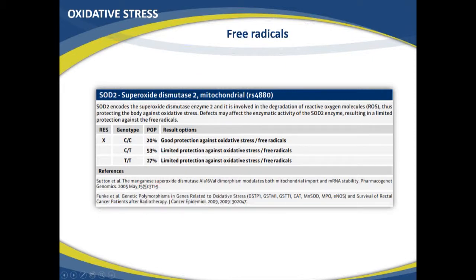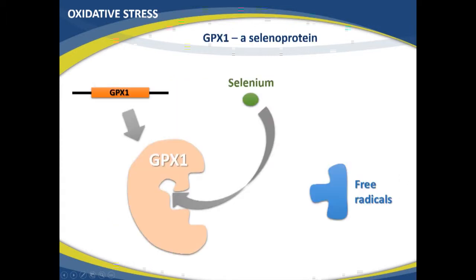And this is how common this is in the population. So 20% have CC, 53% have CT, and so on. And this is the result of this particular person. If you don't know much about this, I would recommend the training for simple disease risk statistics. That will explain it all to you. So CC, 20% have good protection against free radicals, 53% have only one active gene, so limited protection, and TT have actually two defective genes. And this is the science behind it. So this is the first aspect, the superoxide dismutase.